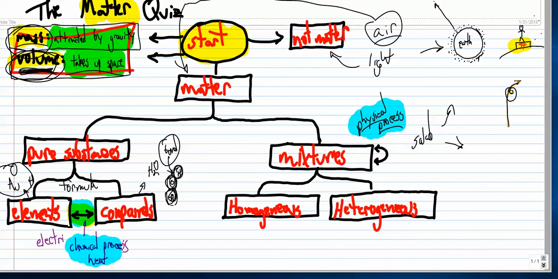Another example of a physical process would be using boiling point to separate something. If you have a mixture of alcohol and water, all you have to do is heat them up and the alcohol boils out before the water does. You're not changing the bonds. You still got alcohol and water, but you used a physical process to separate the two.